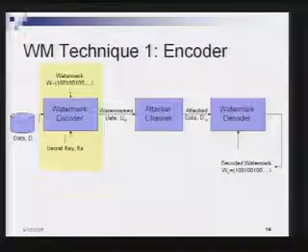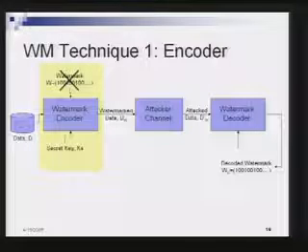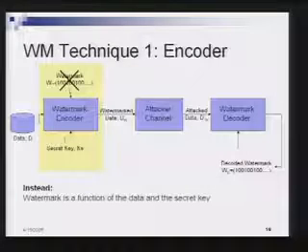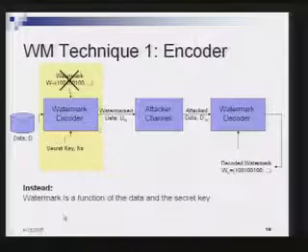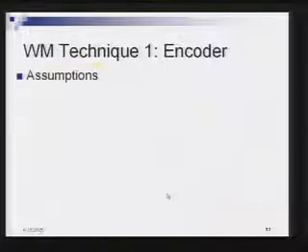So let's talk about the encoder version. In the encoder version, they do not provide a technique to enable the user to provide his own watermark. Instead, the watermark is a function of the data and the secret key. That's a limitation in this technique. So the watermark is not arbitrarily chosen. No, it is based on the data and the secret key, and we will see how.